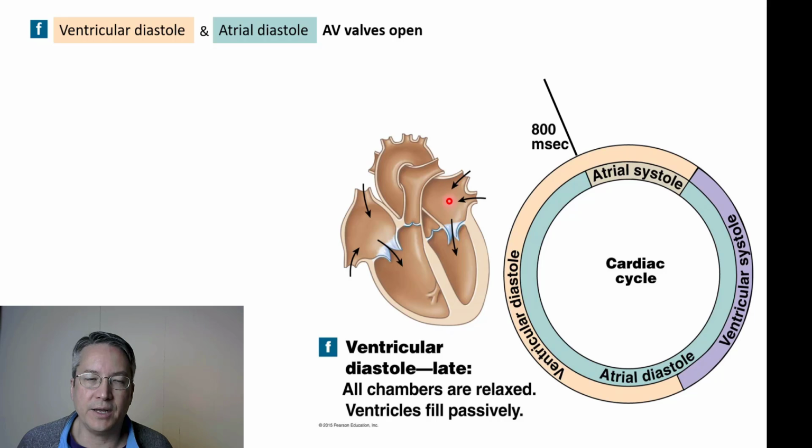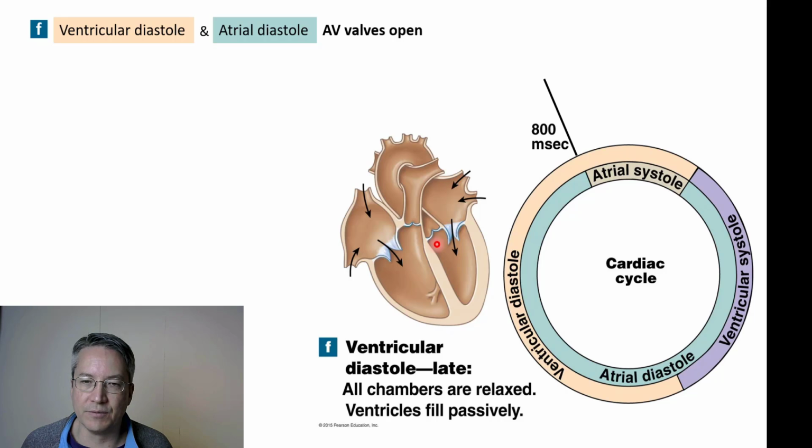In this phase of the cardiac cycle, the pressure is higher in the atria than in the ventricles. This pressure difference keeps the atrioventricular valves open. Blood flows into the ventricles. This is referred to as passive filling because no cardiac muscle is contracting at this time. The flow of blood is due to the pressure of blood returning from the body to the heart.